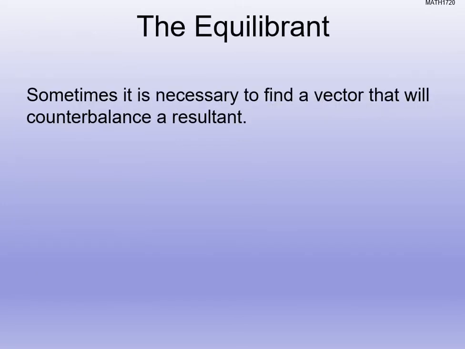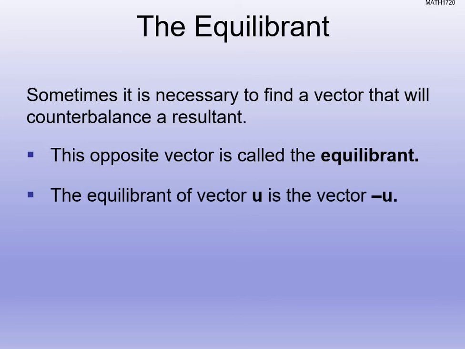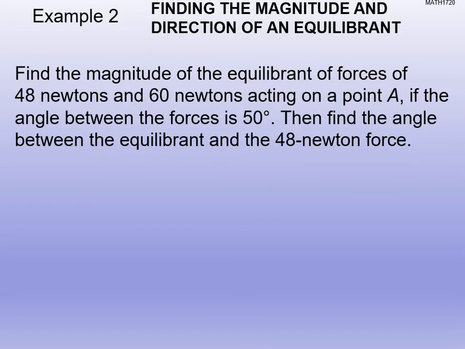Okay, let's talk about the equilibrant, right? Sometimes it's necessary to find a vector that's going to counterbalance the resultant. We call the opposite vector the equilibrant vector. So if we have a vector u, negative u is its equilibrant vector. All right, so let's move forward here. We're going to apply that here.